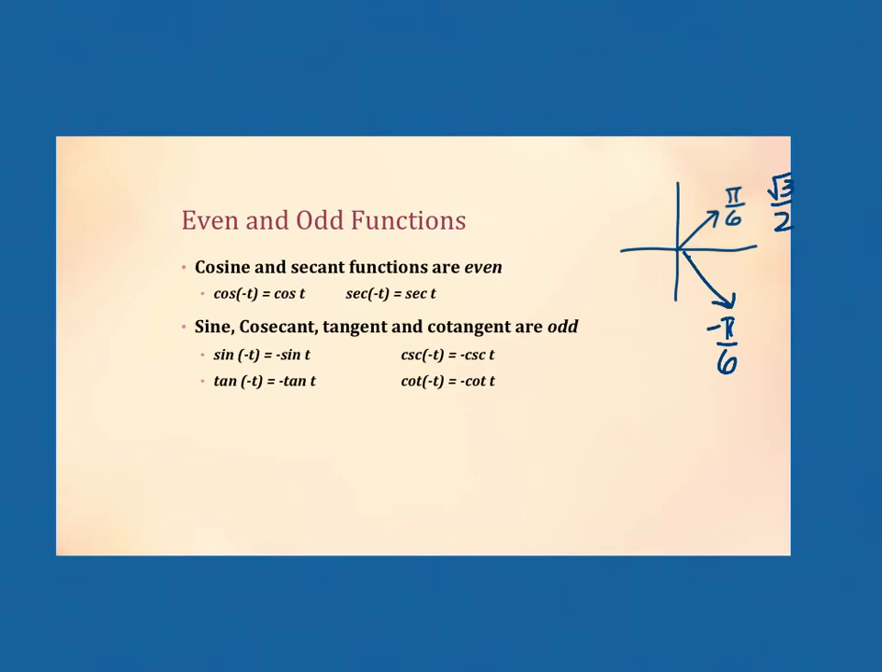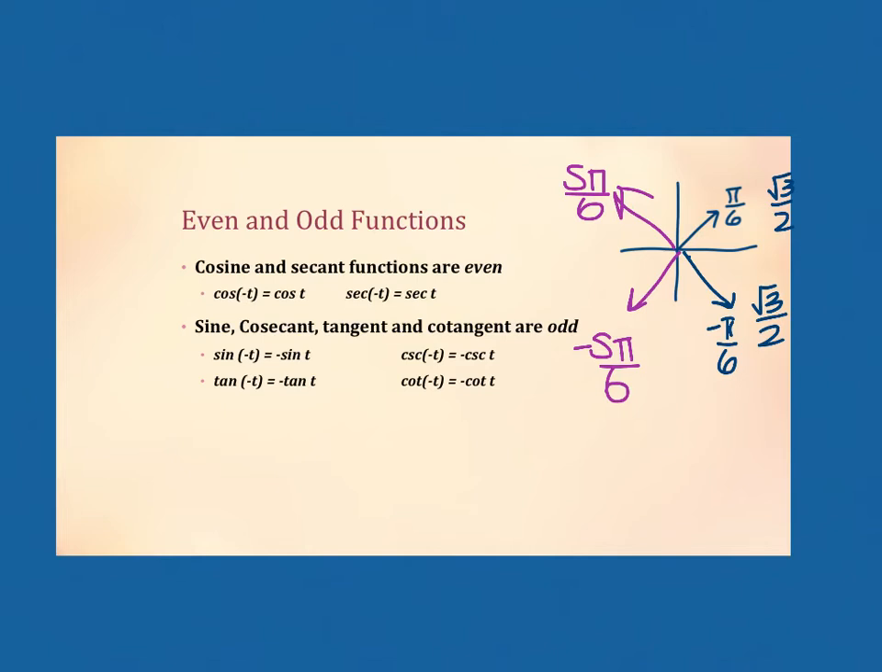Also root 3 over 2 over 2, right? So it doesn't matter if I use the positive angle or the negative angle for cosine. The positive or negative doesn't change. Same thing would happen over here if I was doing 5 pi over 6 or negative 5 pi over 6. Both those cosines are going to be negative. And because you use cosine to get secant, the same thing's going to happen.